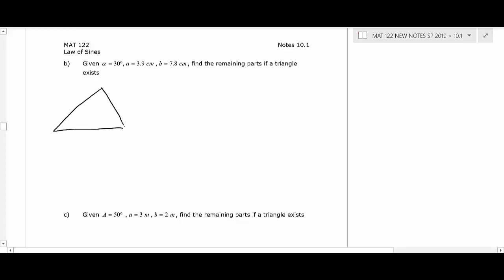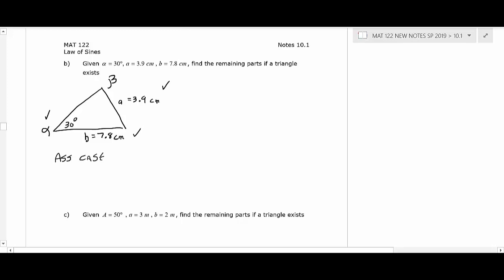So I'm just going to draw a triangle. It doesn't matter if it's drawn to scale. Alpha is 30 degrees. Side A, the side opposite, is 3.9 centimeters. I'm going to call this angle beta, and then B is equal to 7.8 centimeters. Again, notice that what I have is a side, then an angle. So that is the dreaded SSA case.